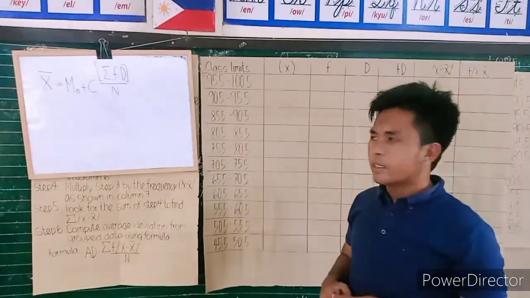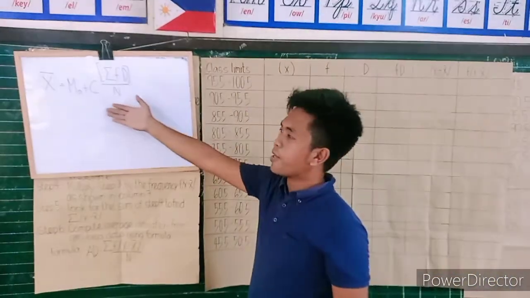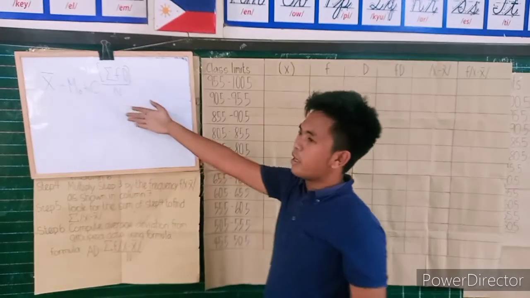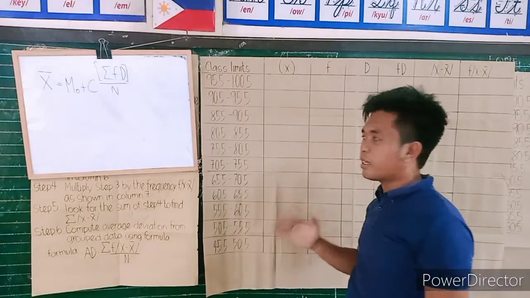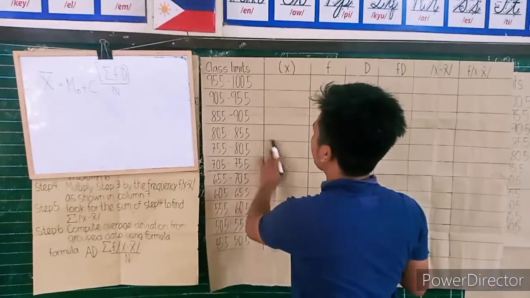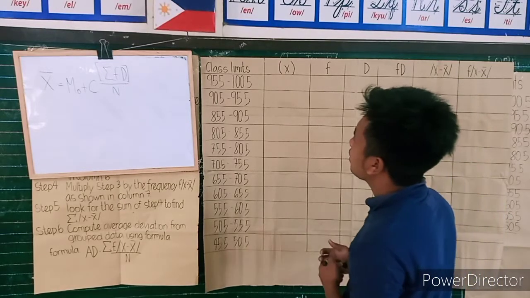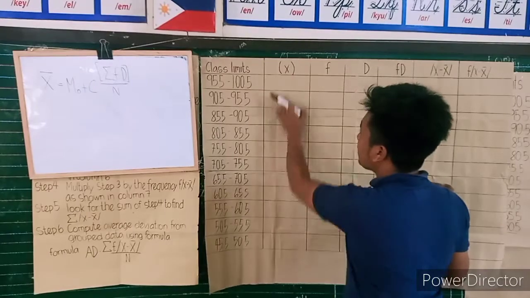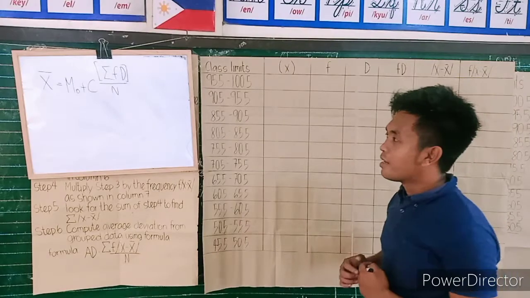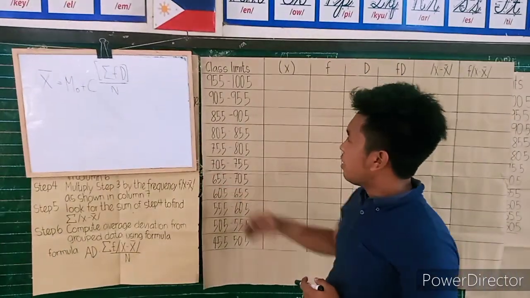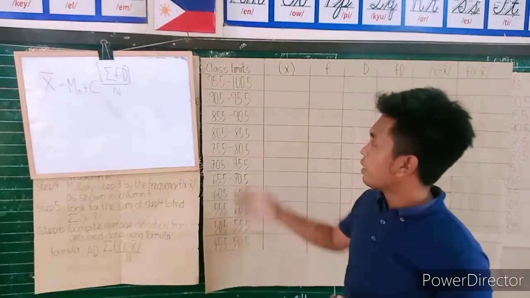So how do we get the information included in this formula? We need to get that data. First, we need to get the midpoint of each class limit. So how do we get the midpoint, or the number of scores, in that class limit?